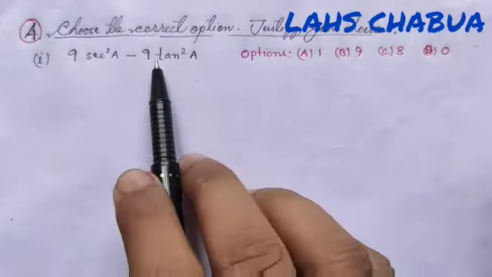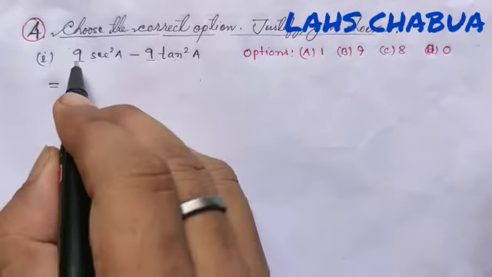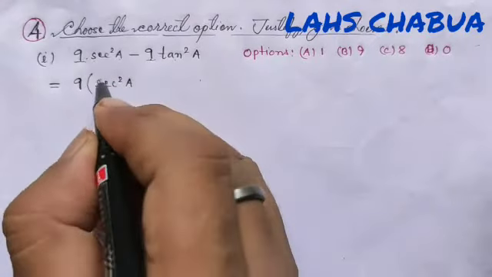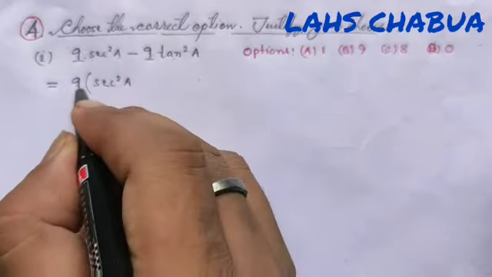See, you can see here the sec ratio, here the tan ratio, and 9 sec square A, 9 tan square A. So you can take 9 as common. We are taking 9 as common from both ratios. So 9 we are taking common, sec square A, 9 we have written outside, tan square A.